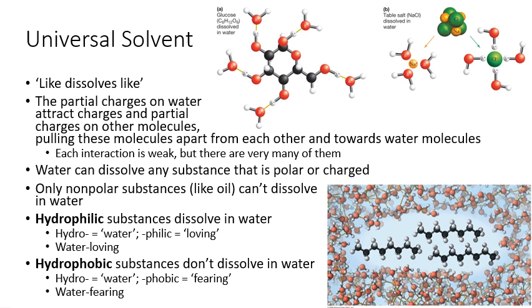So we have a couple of words to describe things that do and don't dissolve in water. A hydrophilic substance is any substance that can dissolve in water, and a hydrophobic substance is any substance that cannot dissolve in water. So salts and sugar, those are hydrophilic substances. They have charges or partial charges. They can dissolve in water. Oil is a hydrophobic substance with no charges or partial charges, so it does not dissolve in water.